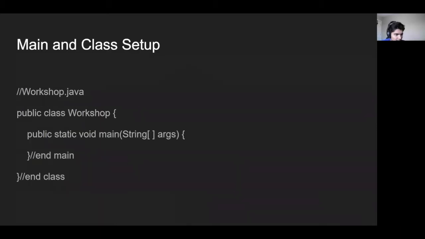Main and class setup. If you remember last time, the class is always above the main, and the main method is contained within the class. So if we have public class and Workshop is just a file name, then we have a curly bracket that ends over here, and we always comment end class. Within that class, we have public static void main, String, two square brackets, args, which stands for arguments, and again two curly brackets, and again we comment end main just to keep things organized.